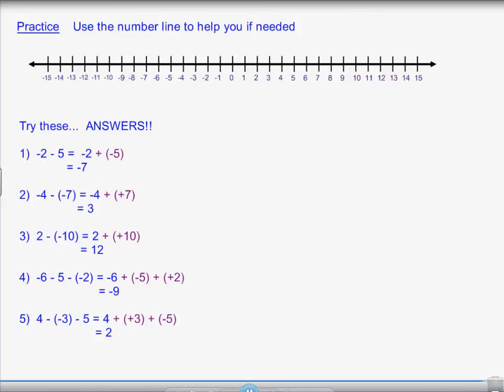Here are the answers to the 5 practice problems. Notice that I did all of these by adding the opposite and then following my rules for addition. If you need to review any of the problems, feel free to review the video again and re-practice the problems again.